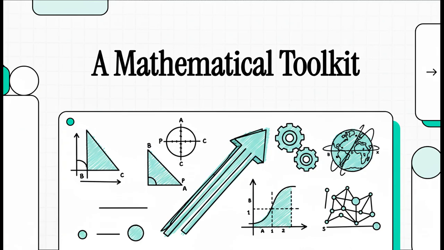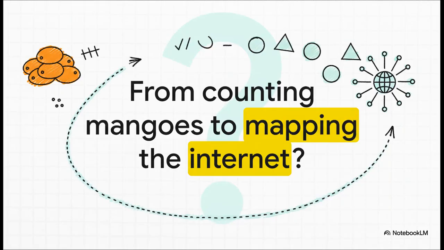Have you ever stopped to think about how something as simple as counting, something we learn as kids, could possibly be connected to something as vast and complicated as the entire internet? Well, today we're going to build a mathematical toolkit piece by piece and trace that exact path. I know, it seems like a massive leap, doesn't it? Going from some fruit to the global network. But honestly, it's a journey we can follow just by adding one concept, one tool at a time.